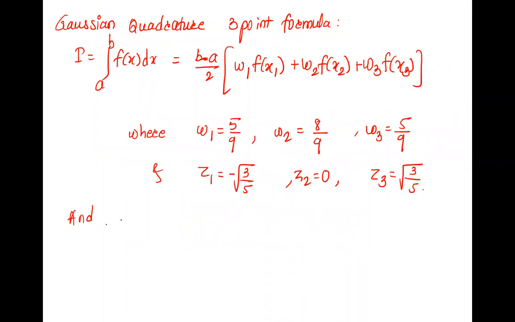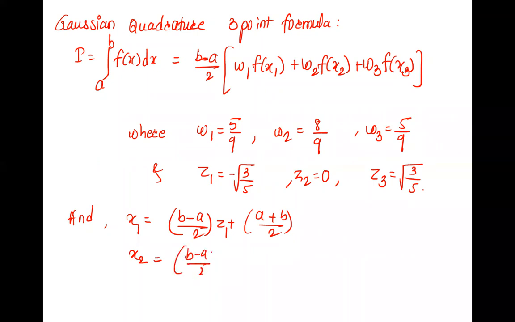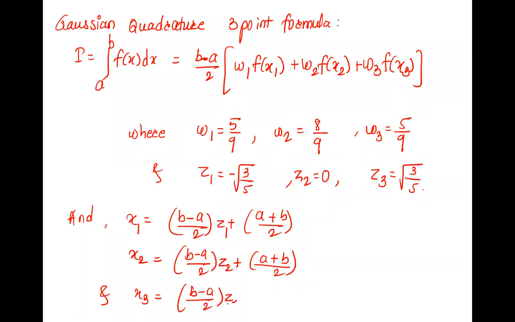And also you have to define x. X is b minus a by 2 into z plus a plus b by 2. So you can write x1, x2 because we need x2 and x3 also. So for x2, there is z2 here, everything else as it is. And x3 is, there will be z3: b minus a by 2 z3 plus a plus b by 2. Find these values, put here and solve, you will get the answer.